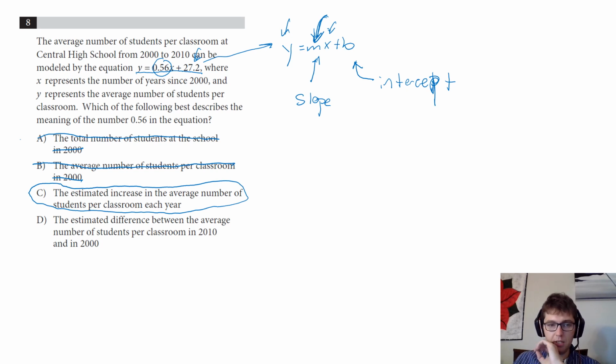Let's just read D for completeness. The estimated difference between the average number of students per classroom in 2010 and 2000, that is just incorrect. You'd have to sub in 2010 and 2000 for X. D is just completely incorrect. So C is the correct answer. That 0.56 is the slope. It's the change every year. Okay, on to the next one.